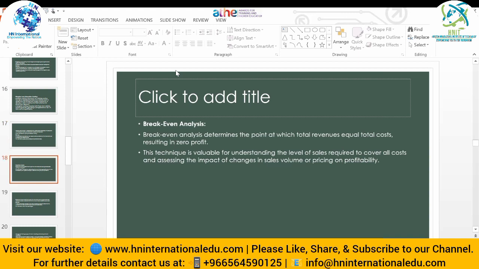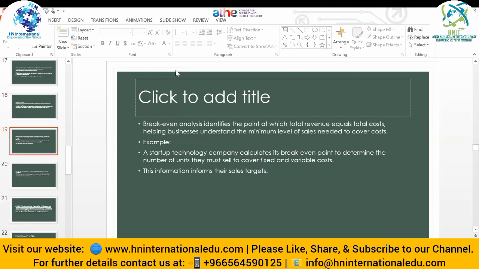Okay, then we have break-even analysis. Business students must be very sure what break-even is, when we reach the profitability level. It determines the point at which total revenue is equal to the total cost, resulting in zero profit. That is, our sales revenue is equal to the total cost, that is fixed plus variable. This technique is valuable for understanding the level of sales required to cover all the costs and assessing the impact of changes in sales volume or pricing on profitability.